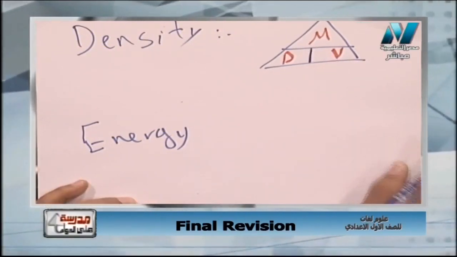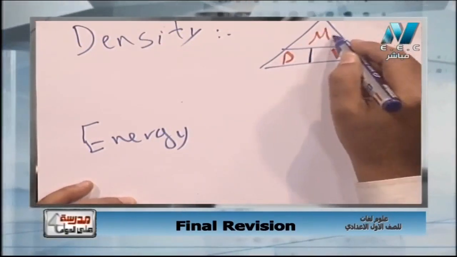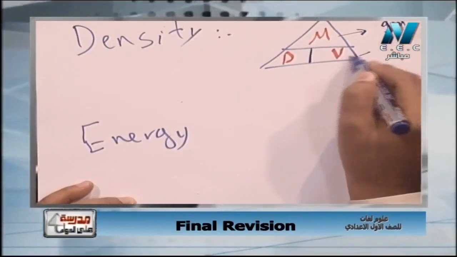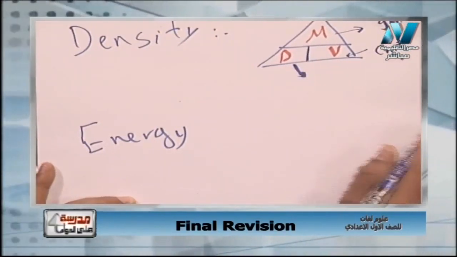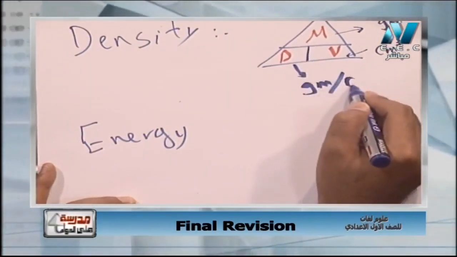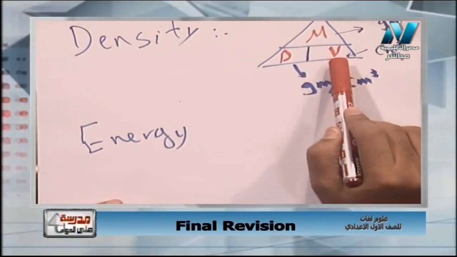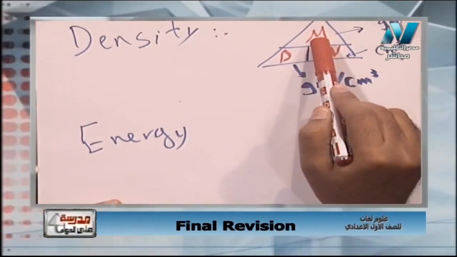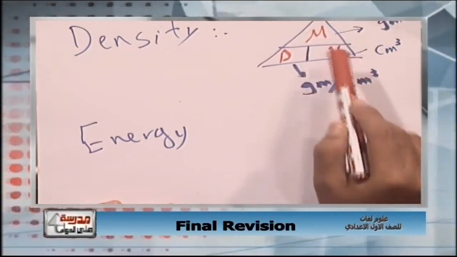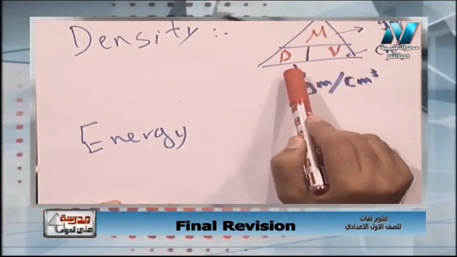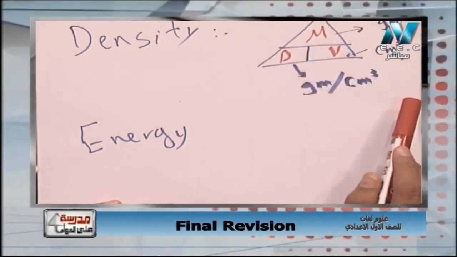If he asks me to find density, I must first have mass in gram and volume in cubic centimeter. So density will be gram per cubic centimeter. If he asks me to find the volume, I must divide mass over density, so I will get volume. If he asks me to find mass, I must have density, and density times volume gives me mass.